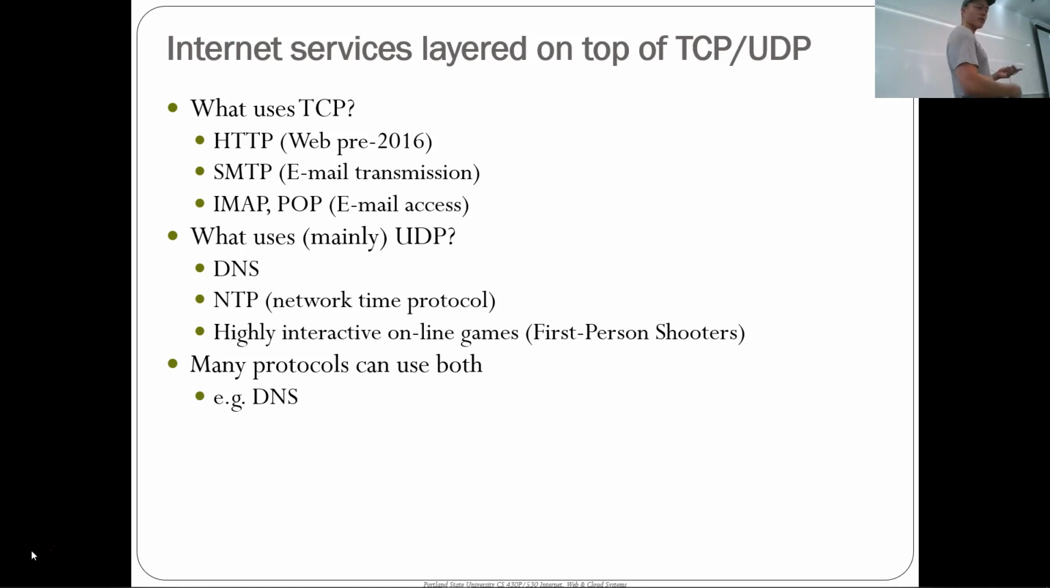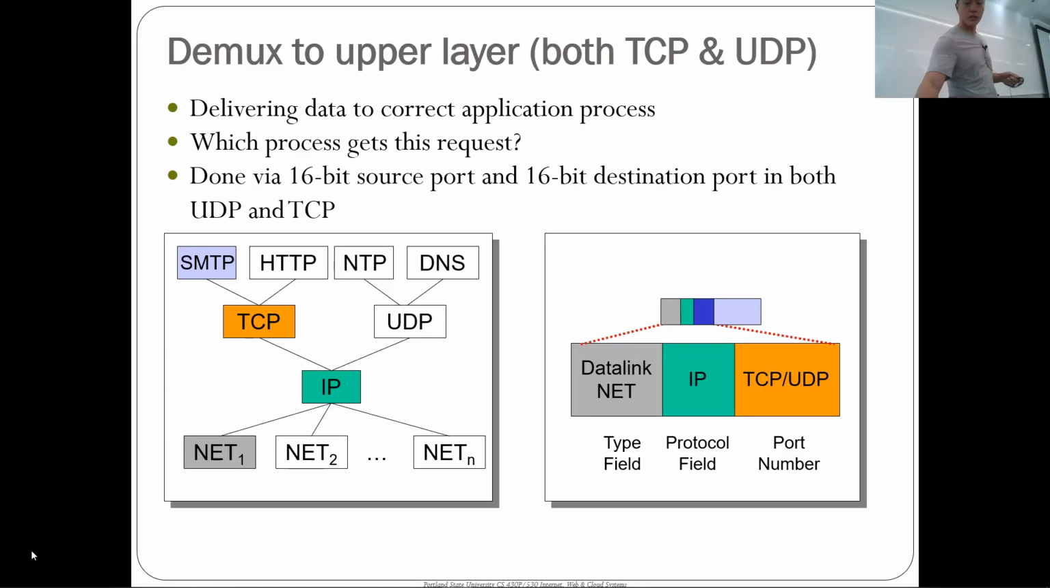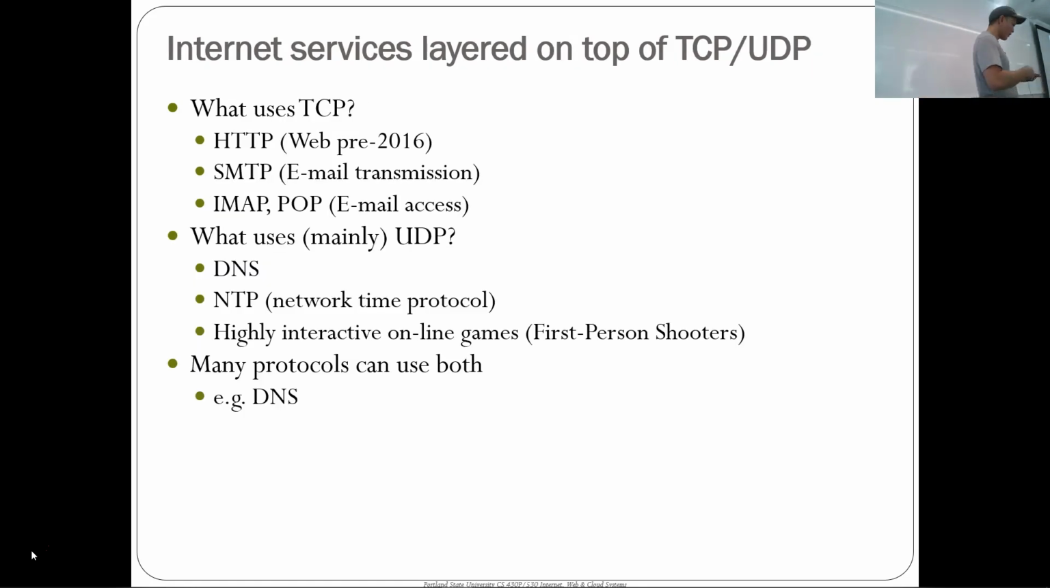So what are the services that are layered on top of it? We saw here there's a subset: SMTP, HTTP, NTP, and DNS. The things that use TCP are HTTP, SMTP, IMAP, and POP, which are email protocols. Things that need reliability and consistency, where you can't have any of the bits be corrupted, will use TCP. Because TCP is actually going to give you reliability and integrity all at once.